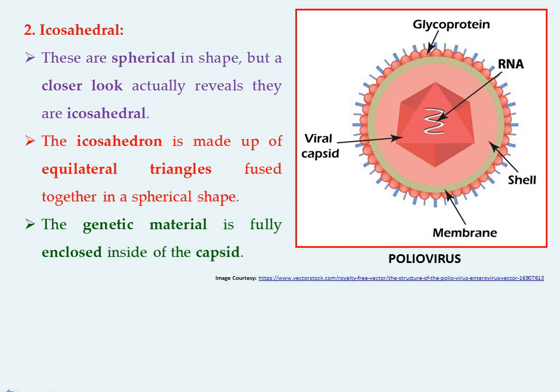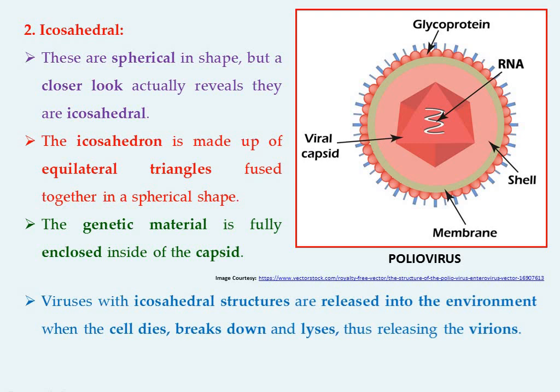The genetic material is fully enclosed inside the capsid. Here we can see this is RNA, a genetic material enclosed inside this capsid. Viruses with icosahedral structures are released into the environment when the cell dies, breaks down and lyses, thus releasing the virion. That is, these icosahedral structures are released into the environment after infection to the host cells. Other examples are rhinovirus and adenovirus.